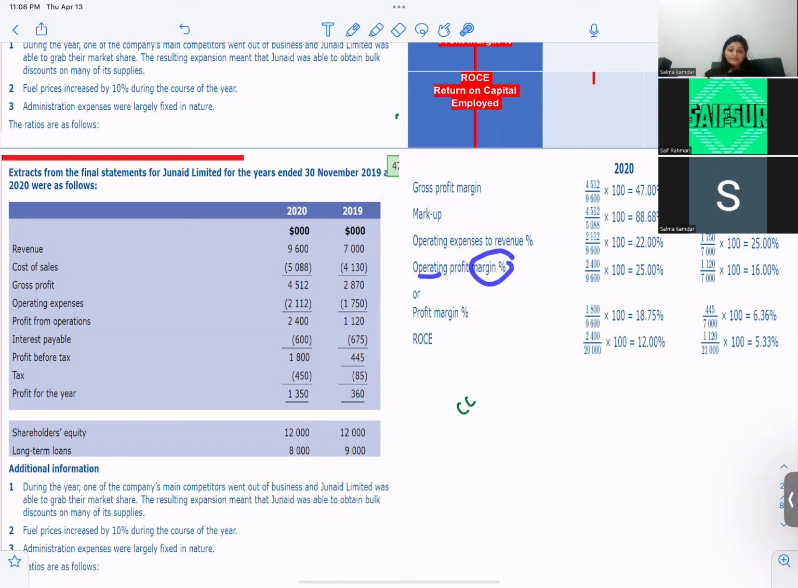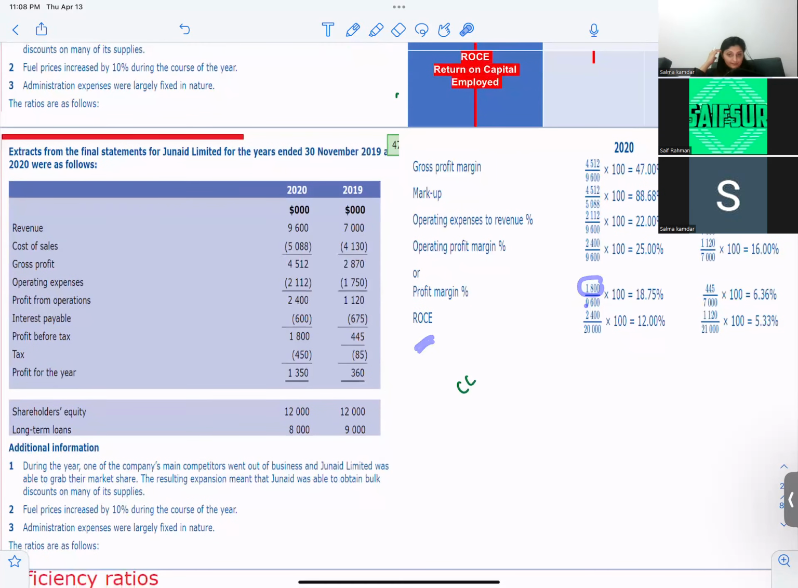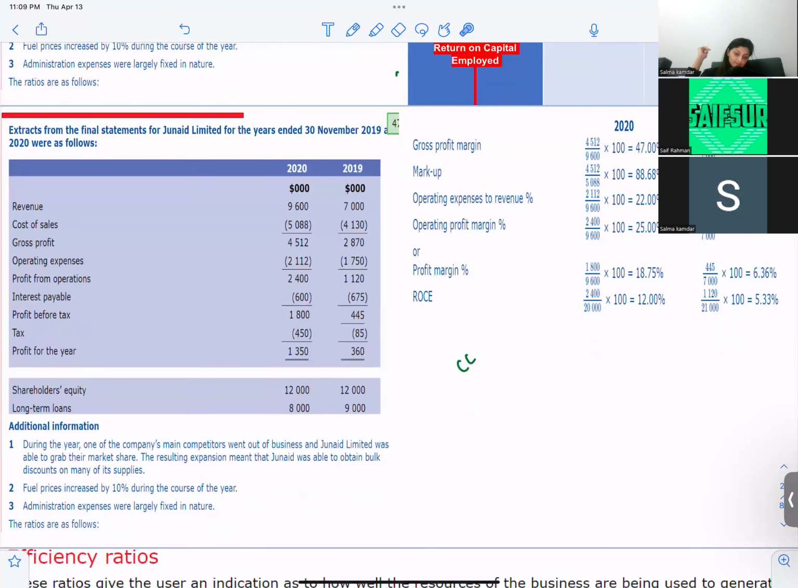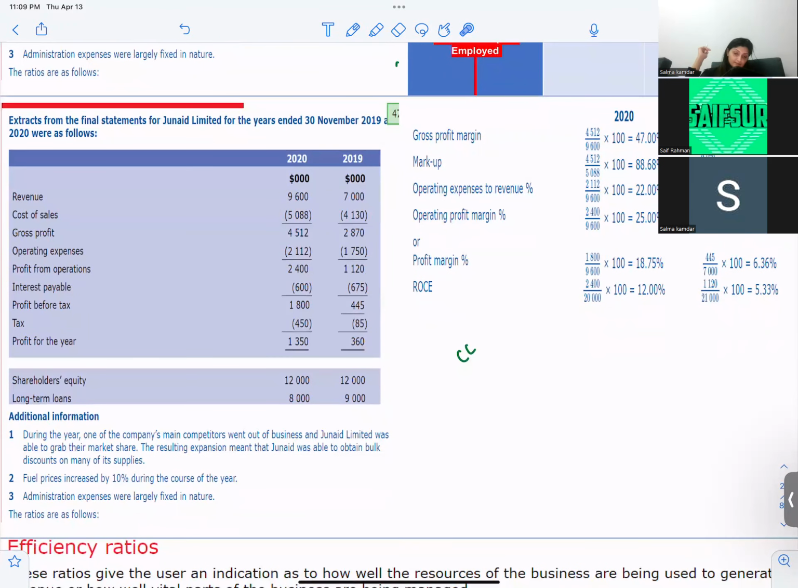Okay. So operating profit margin, sorry, sales. Yes. Profit margin is operating profit divided by sales into 100. Return on capital employed is profit before interest divided by capital employed into 100.